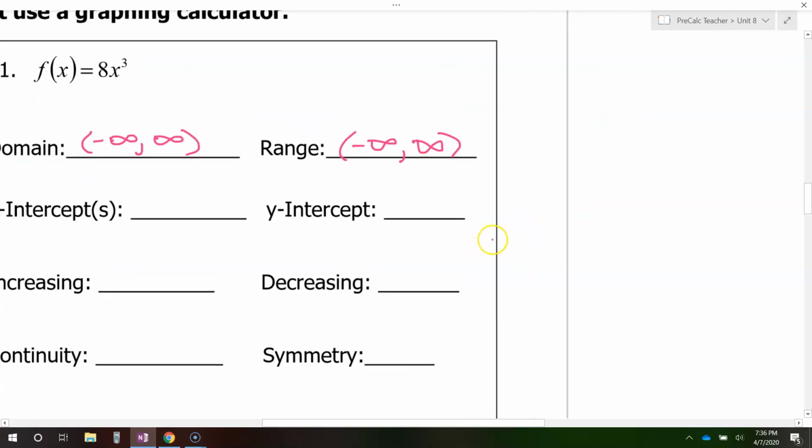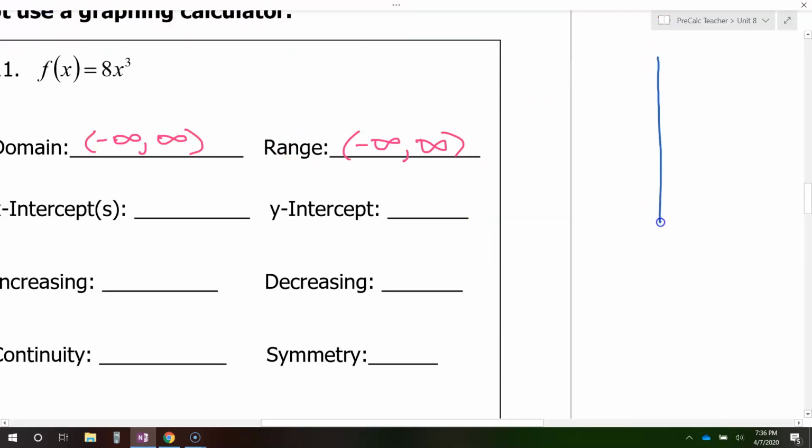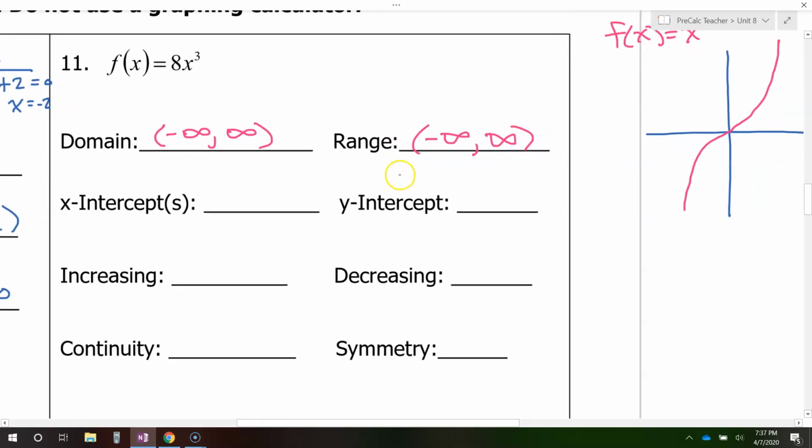As we are writing the domain and range, we are leaning on the fact that we know what the parent function looks like. The parent function is x to the third power, and we know that it looks like this. And we know that multiplying by 8 is just a vertical stretch. So if you just stretch this vertically, it's still going to have the same basic shape. That gives you the domain. It goes left and right forever. It goes down and up forever. So there's your domain and range right there.